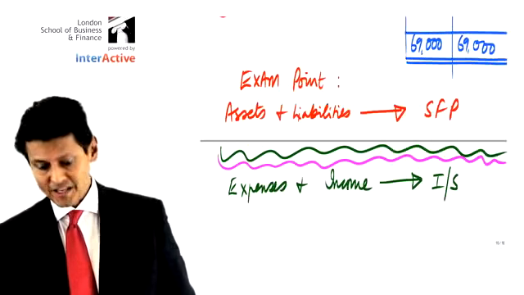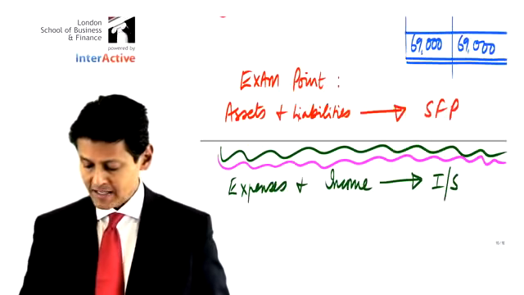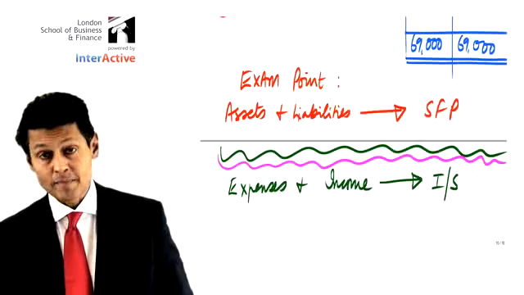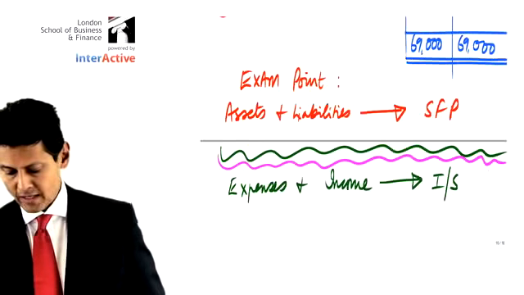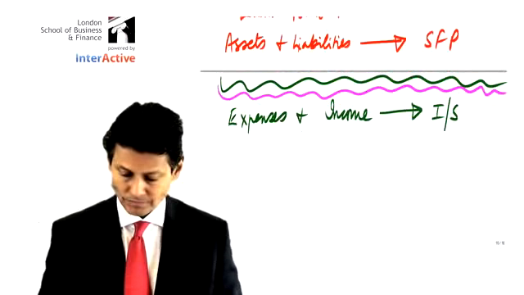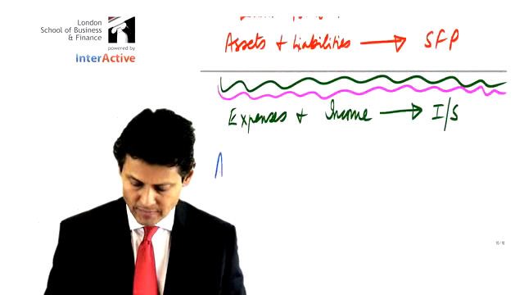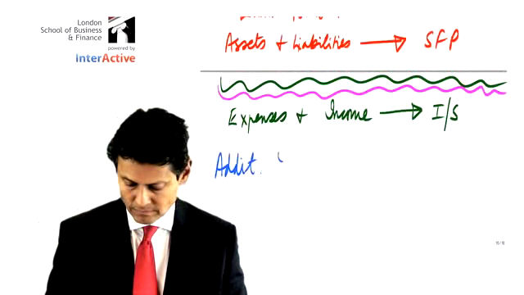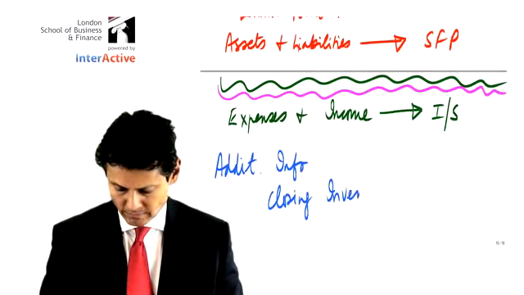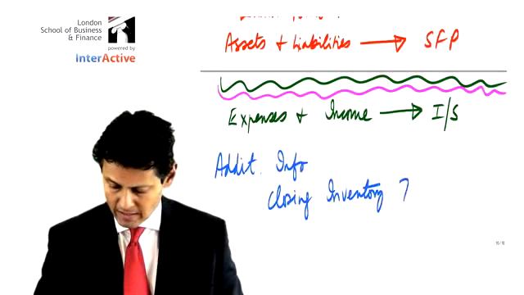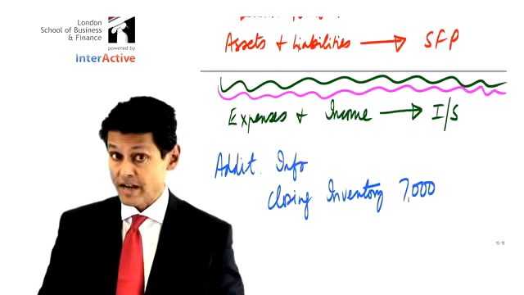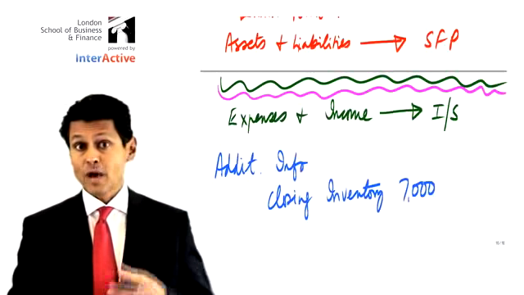Right. Our last task is to somehow put together statement of financial position and indeed an income statement. Don't forget there is additional information given to you in the question of the closing inventory standing at 7,000. So I better write that in. Additional information. The closing inventory is 7,000.